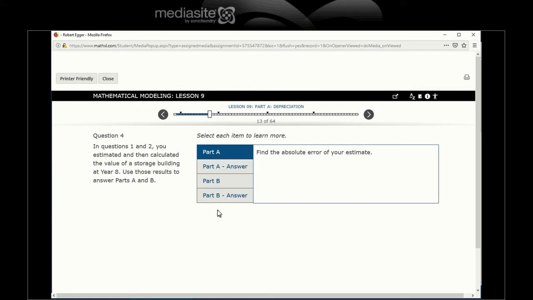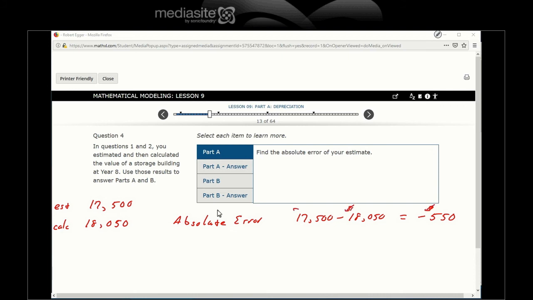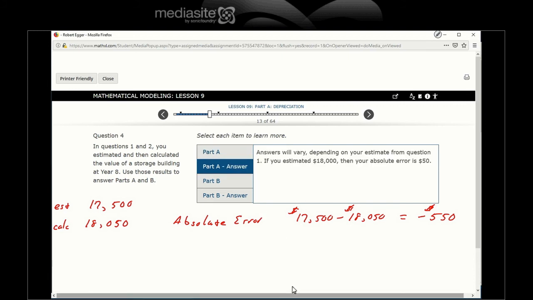So find the absolute error of your estimate. This is going back to the first graph. Remember, we estimated 17,500. Calculated was 18,050. So this is the estimate. This was calculated. So my absolute error was, what's the equation? Estimated minus calculated. And that gives us what? Looks like a minus $550. Again, the answer would vary if you estimate $18,050.